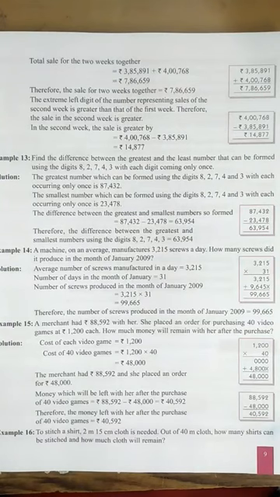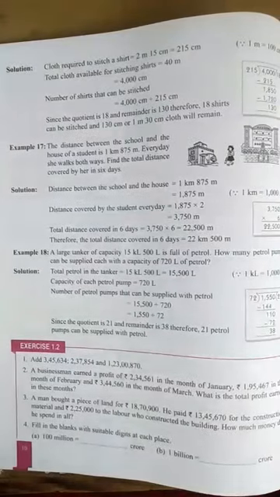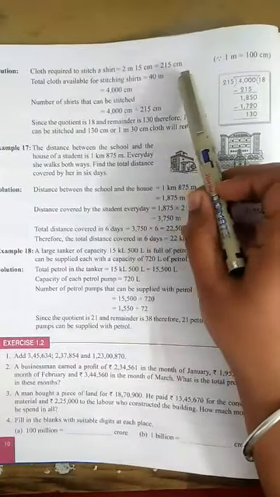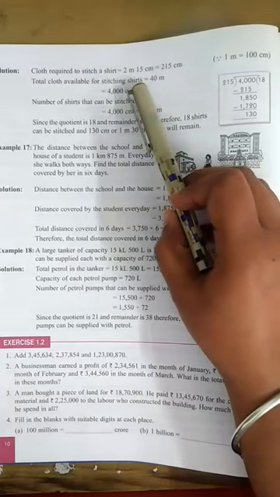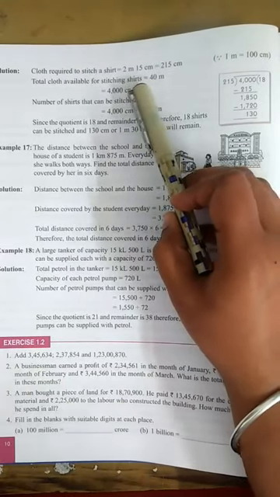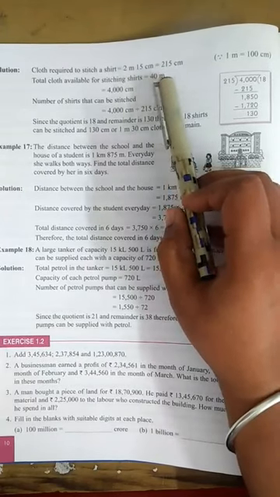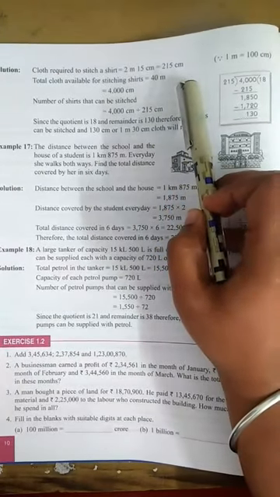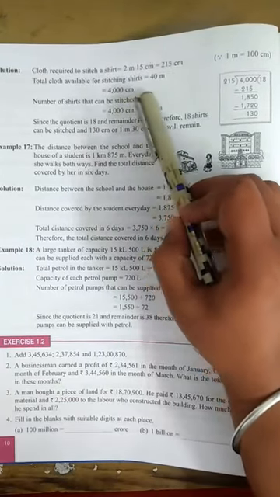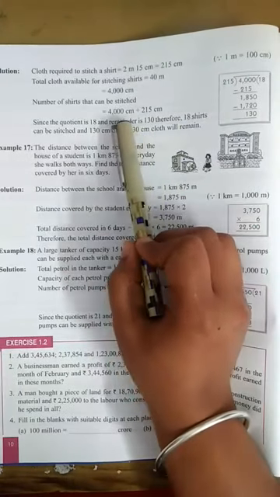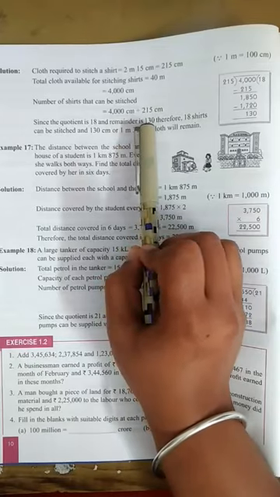In this question, we divide 40 meter by 2 meter 15 centimeter. Before this, first of all, we convert the units. 2 meter 15 centimeter is equal to 215. You know that 1 meter is equal to 100 centimeter, and 2 meter is equal to 200 centimeter. So 200 centimeter plus 15 centimeter is equal to 215 centimeter. Now we convert 40 meter into centimeter, that is equal to 4000 centimeter.